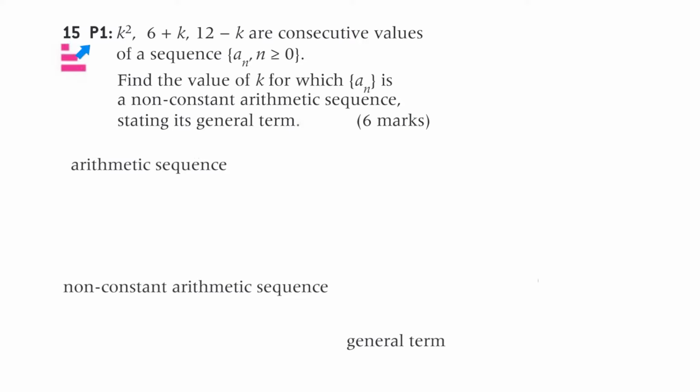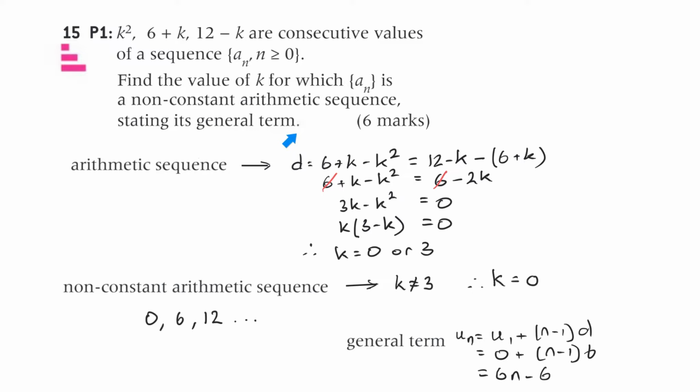Question 15, it's a paper 1 question. These 3 terms are consecutive values of a sequence, a sub n: k squared, and the second term is 6 plus k, third term is 12 minus k. Find the value of k for which this sequence is a non-constant arithmetic sequence, stating its general term.